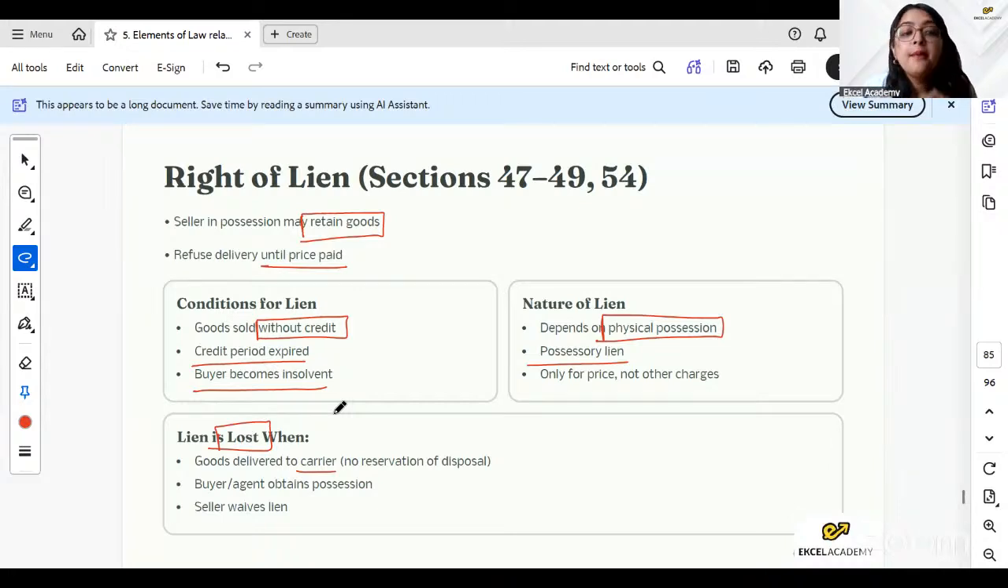Lien specifically means that you have the right to retain possession. But if you have given goods to the carrier, who is the carrier? Any mode of transport that you have appointed to deliver the goods. If you have given the goods to your carrier, then in that case your lien will not be there. Why? Because your physical possession has gone away to the carrier. Or the buyer or agent obtains the possession and the seller voluntarily waives the lien. So I hope you are clear with the concept of lien, which is the right to retain the goods until the buyer makes the payment.